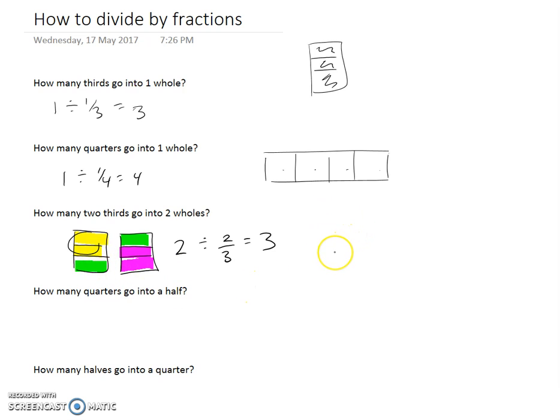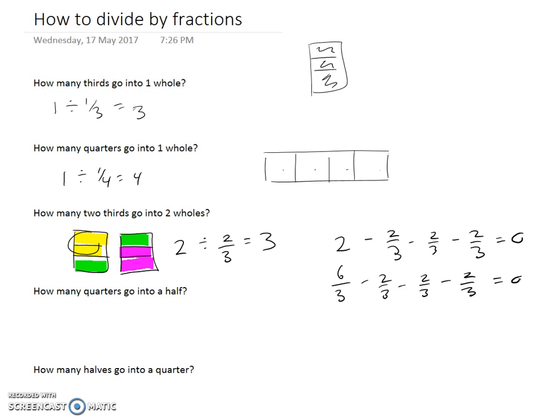You might see it as a subtraction problem as well, okay? 2 wholes minus 2/3 minus 2/3 minus 2/3 goes back to 0. So 3 groups of 2/3 gives me 0. 2 is the same as 6 on 3. So that's true.